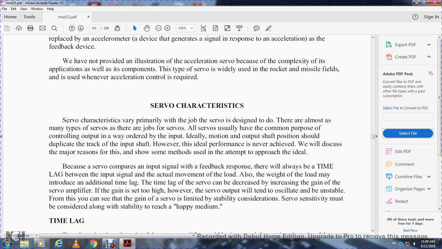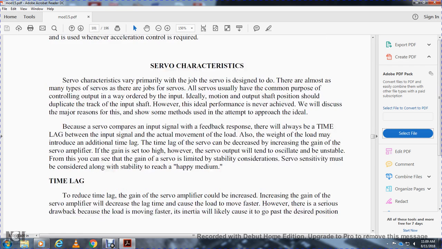When the servo compares the feedback with the input signal, there will be a time lag between the input signal and the actual movement of the load. Also, the weight of the load may introduce additional time lag. The time lag of the servo decreases with increasing gain of the servo amplifier. If the gain is too high, however, the servo output will tend to oscillate and become unstable. So you can see that the gain of the servo is limited by stability considerations. Servo sensitivity must be considered along with its ability to reach a happy medium.